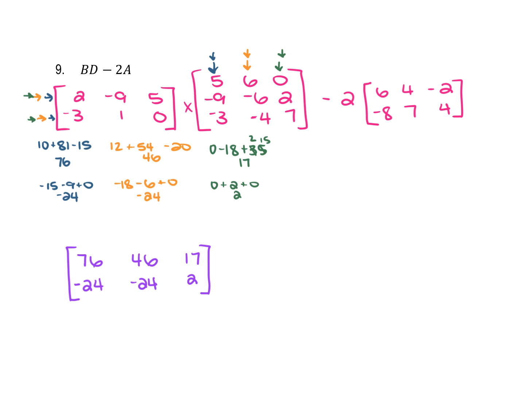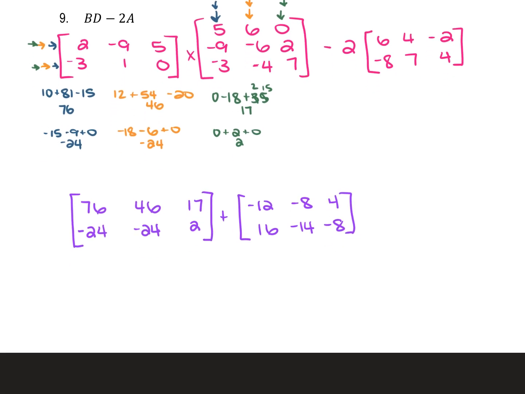You still need to do the negative 2 times the matrix 6, 4, negative 2, negative 8, 7, 4. So you're going to have a matrix. Negative 2 times 6 is negative 12. Negative 2 times 4 is negative 8. Negative 2 times negative 2 is positive 4. Negative 2 times negative 8 is 16. Negative 2 times 7 is negative 14. And negative 2 times 4 is negative 8.